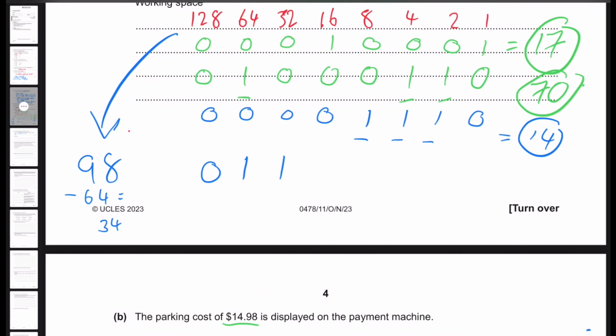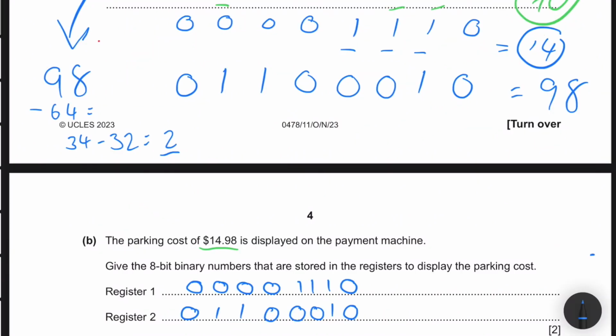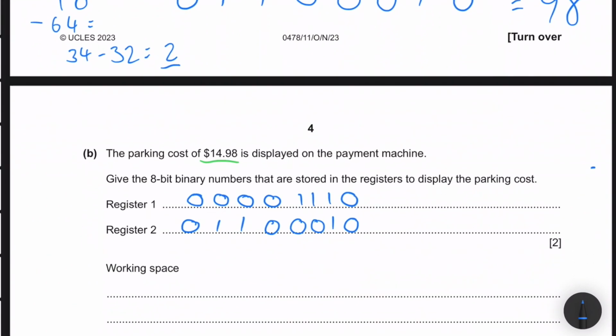So that means we've got 32, but then we've only got minus 32, which means we've got 2 left. So that would be 0, 0, 0, 1, 0. So we've got 64 plus 32 equals 96, plus 2 equals 98. So register 2 would be 0, 1, 1, 0, 0, 0, 1, 0. Okay, and that would give us our answer there.